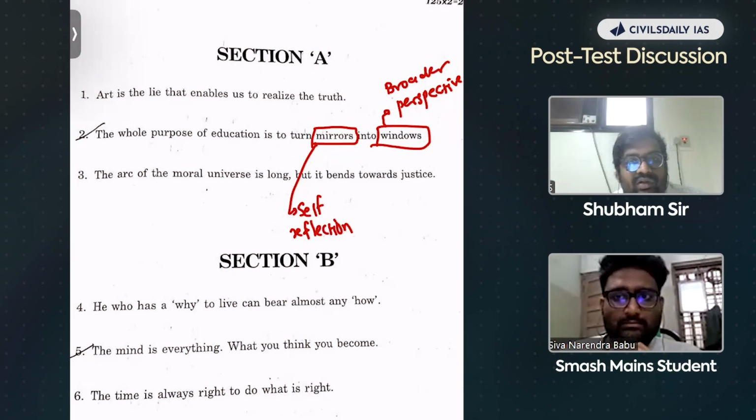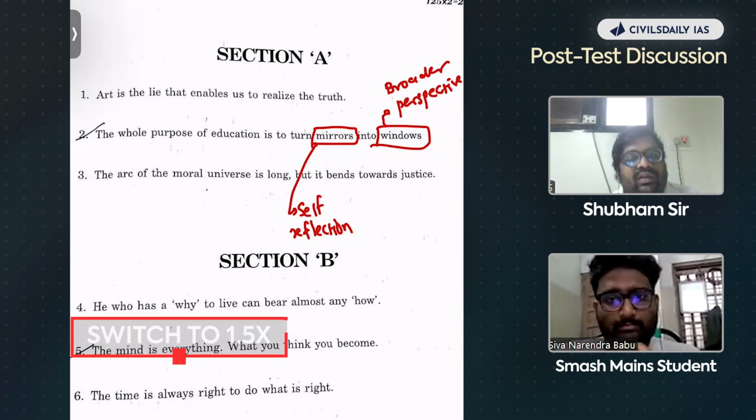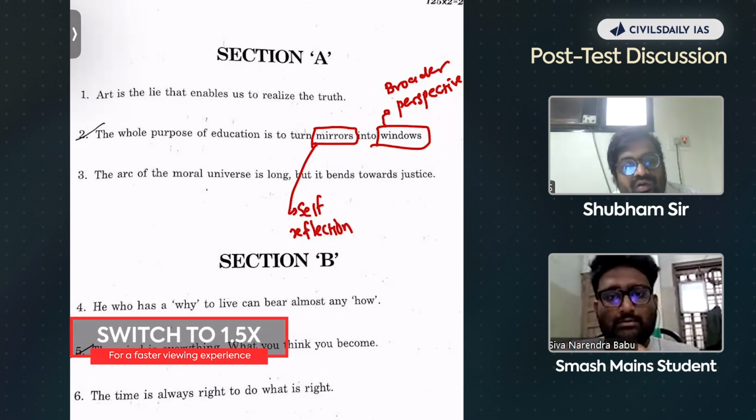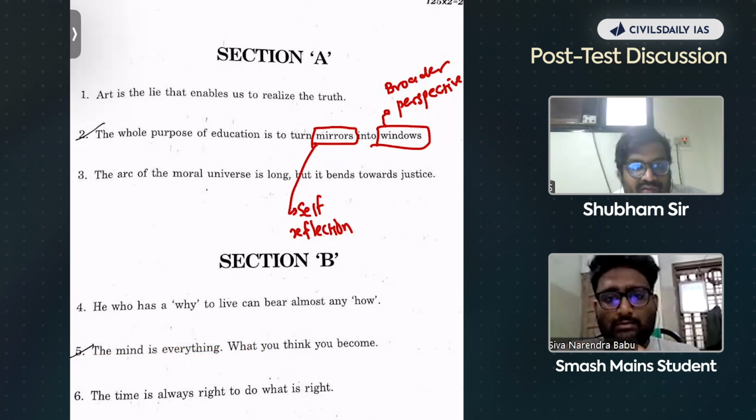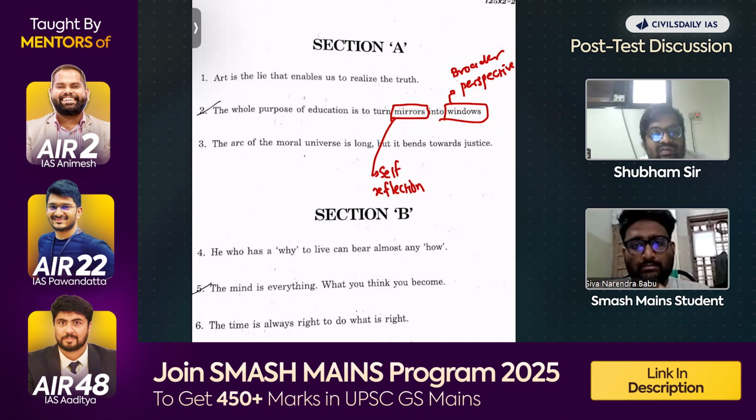Purpose of the meaning is not in a negative sense. What they mean is the purpose of education is to turn mirrors, that is, to empower an individual, where the individual is able to empower himself intellectually as well as morally, or where the capacity of the individual is built for self-reflection. So it's not limited to that.